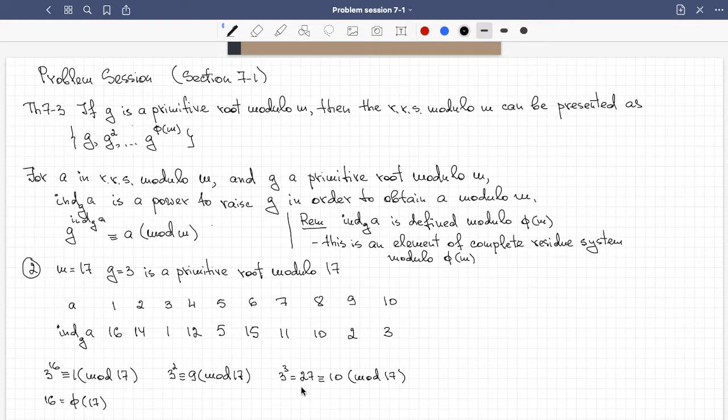One can continue 3 to the 4. You will not calculate really 3 to the 4. You will just multiply this 10 by 3. This is 30. And reduce 30 modulo 17. This is 13. 4 is going to be another entry. This way you produce it, and after that arrange in natural order of a's. So you produce it in the order of indices, and after that rearrange in the order of a's.